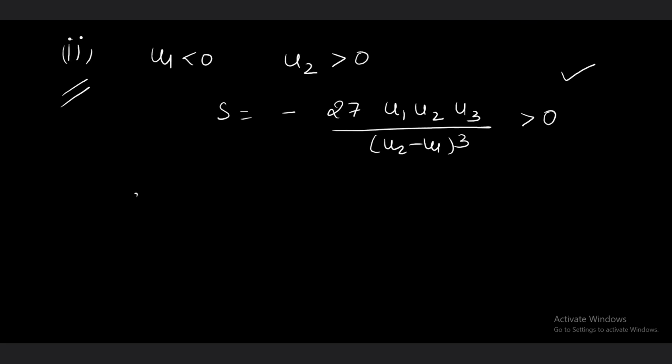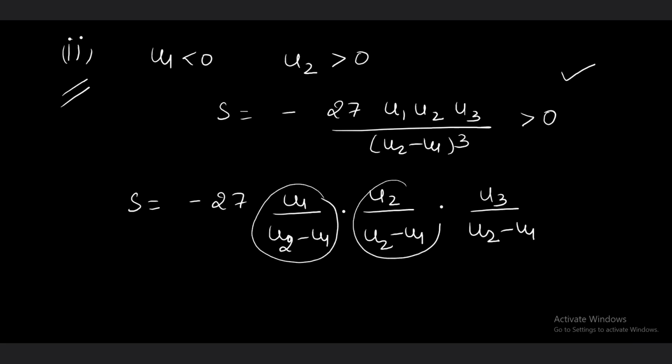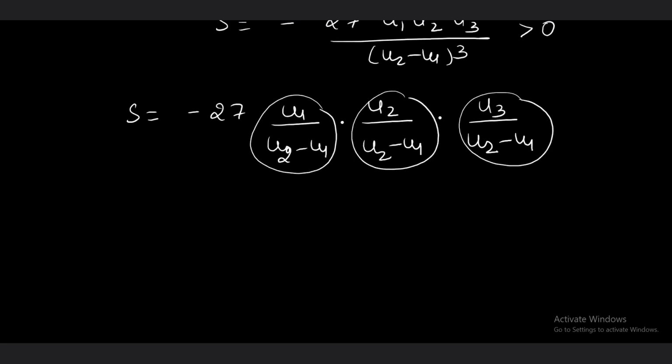तो आप फिर से ध्यान से देखो, I am going to write it as minus 27 is fine. u1 upon u2 minus u1, u2 upon u2 minus u1. Then I'm going to write u3 upon u2 minus u1. यानी थोड़ा सिमेट्रिक से तीन टर्म्स मैंने यहाँ पे बना लिए and now I'm going to write them as new variables. मैं इन्हें तीन new variables introduce करके लिखने वाली हूँ। कैसे लिखेंगे?